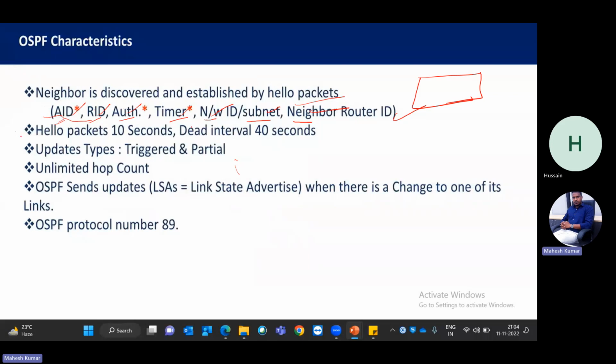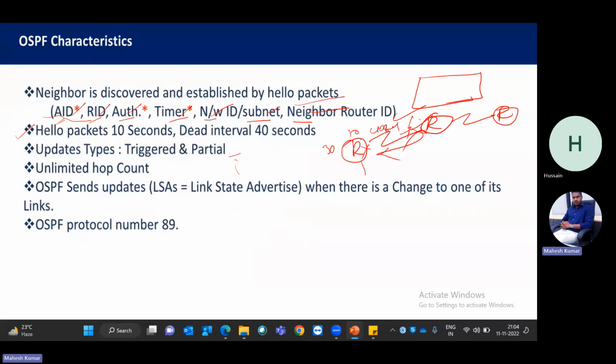The hello packet is sent every 10 seconds, with a dead interval of 40 seconds. So it is very fast as compared to RIP, right? Because it is sending a packet every 10 seconds as compared to 30 seconds, but it will wait for a maximum of 40 seconds for the reply. If the reply is not coming in 40 seconds, it will flush the routing information of the neighbors from the routing table.